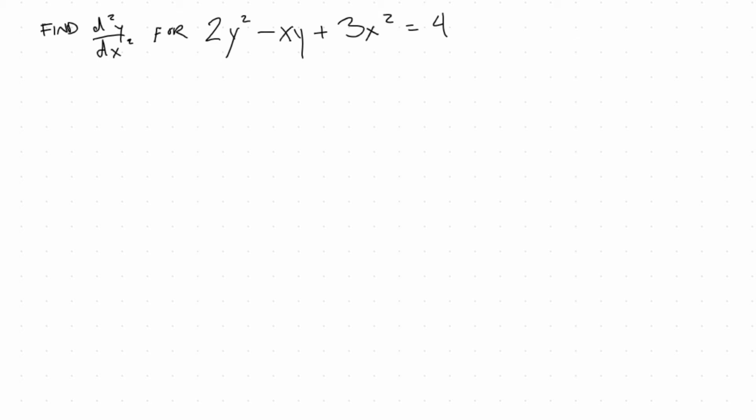We've got, as you can see, 2y squared minus xy plus 3x squared equals 4, and this middle piece is going to require us to use the product rule because it's two variables being multiplied times one another. So we're going to have to apply the product rule for that. But otherwise, it shouldn't be too bad for the first derivative. So let's go ahead and see what we get.